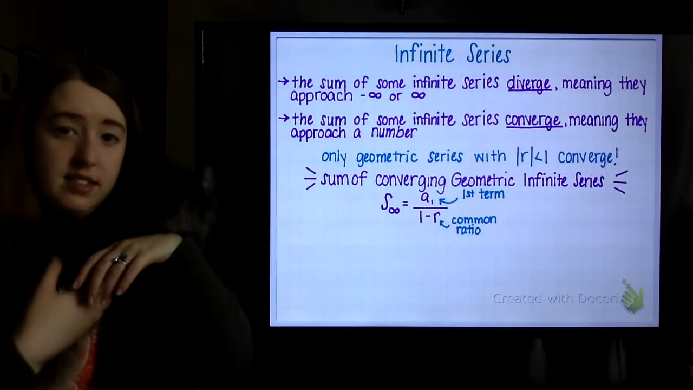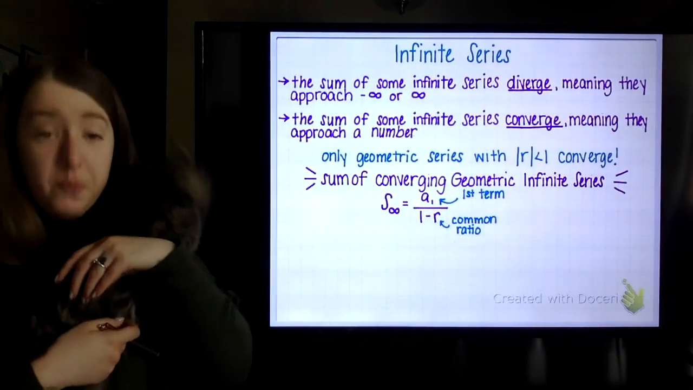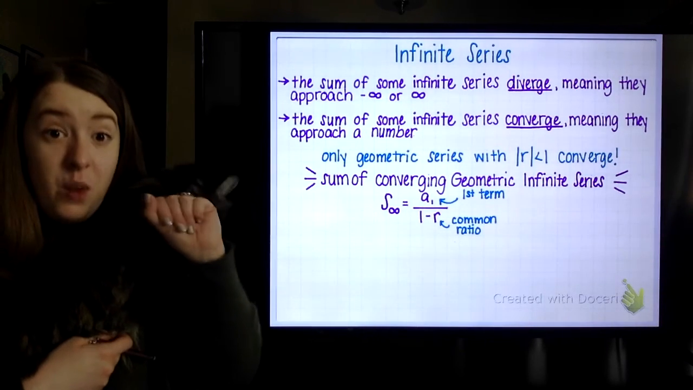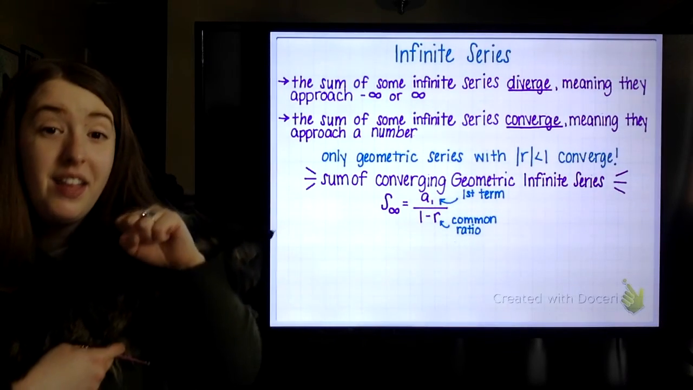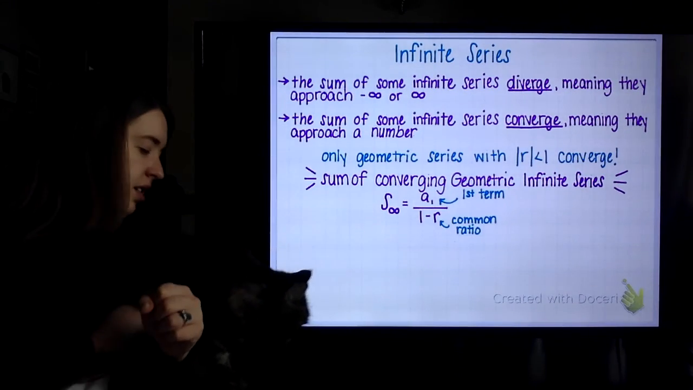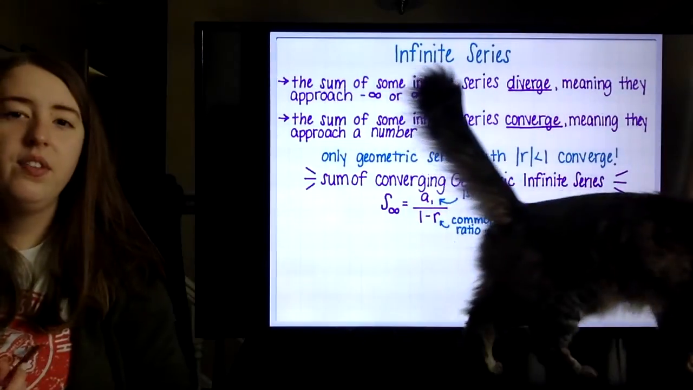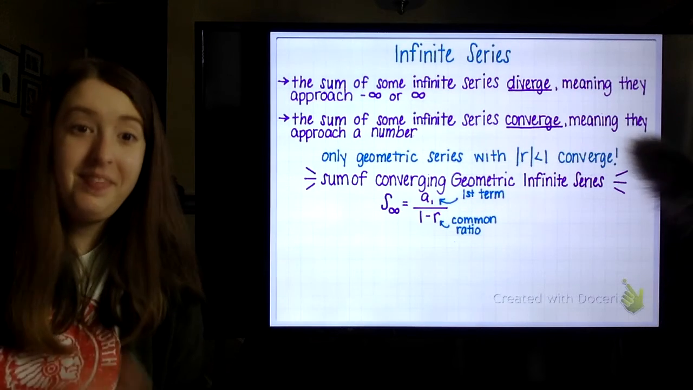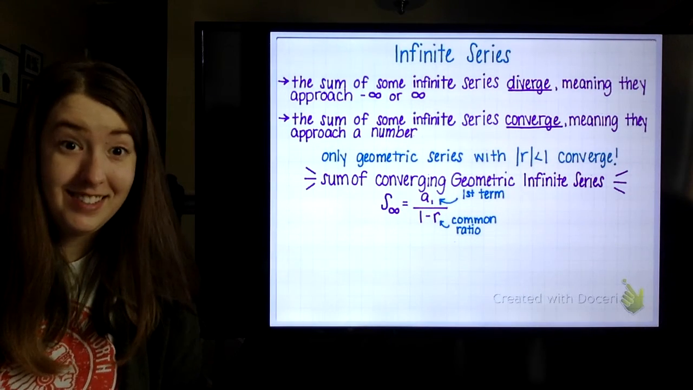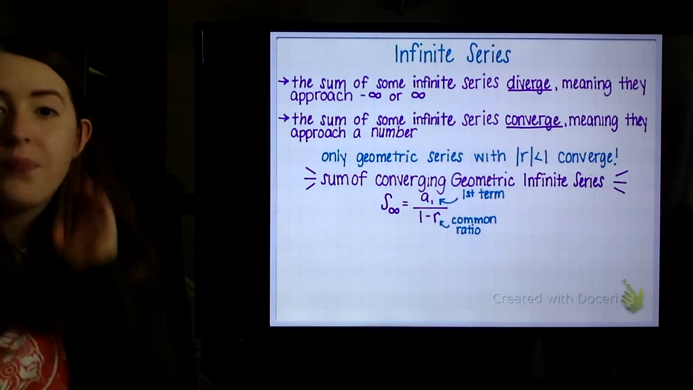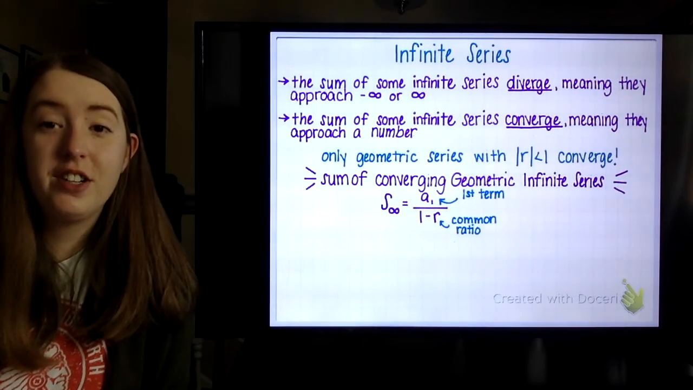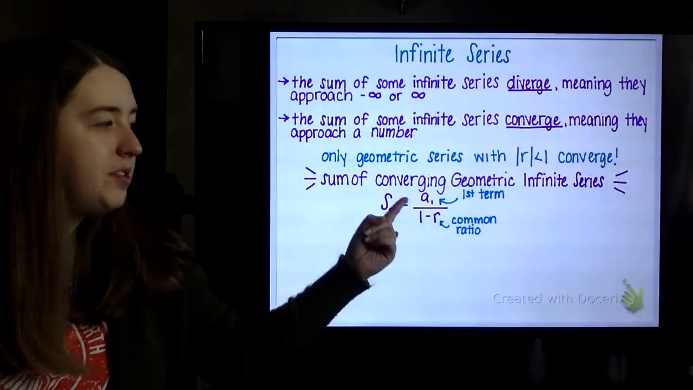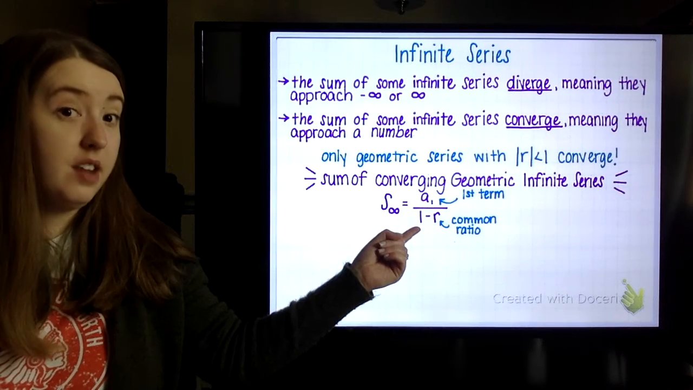Only geometric series where the absolute value of the common ratio is less than 1. That is the only time that a series is going to converge. Only geometric series whose ratios are less than 1 converge. Okay? Cool. So, the sum of a converging geometric infinite series is right here: the first term divided by 1 minus the common ratio.